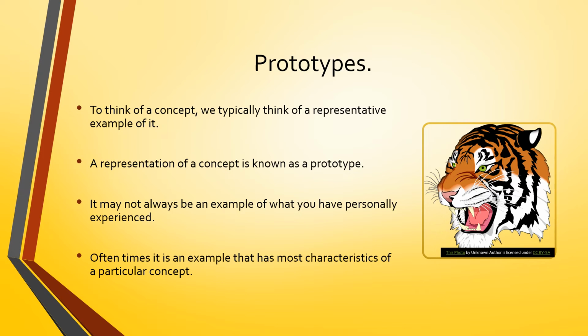So each of our different prototype examples can be different. But oftentimes they explain the most characteristics of a particular concept. So again, looking at tiger, we know they're orange, they have black stripes, they have some white in them. They might not always look specifically like this prototype I have here, but they have the attributes of it.